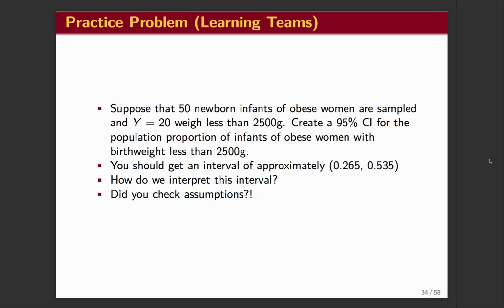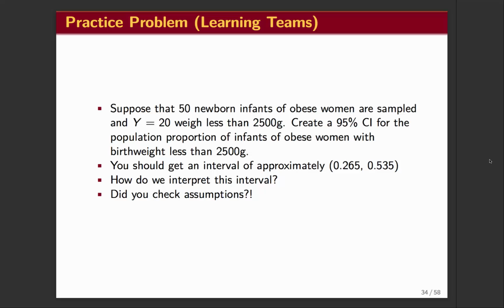So I'm going to talk through this one for now in the interest of making sure we have time for programming at the end today. If 50 newborn infants from obese women are sampled, and 20 of them weigh less than 2,500 grams. We are going to consider a success, right? I said this a couple of times when we first introduced the notation, that a success is not always associated with a good thing. It just means the outcome occurred. So in this example, what would our success be defined as? Was less than 2,500 grams.